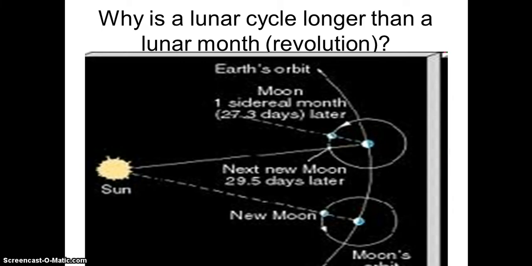The reason it takes longer for a lunar cycle is because in that time period, the Earth has moved. So in order for the moon to get back into direct alignment, it'll have to move a little bit farther to get back into direct alignment between the sun, Earth, and moon itself. So for question number 5, please tell me, why is a lunar cycle longer than the moon's revolution around the Earth? That is question number 5.